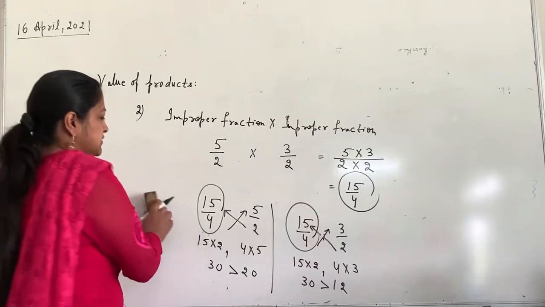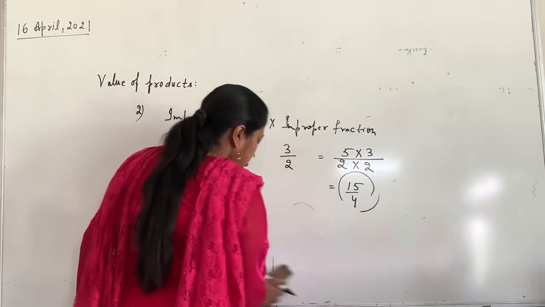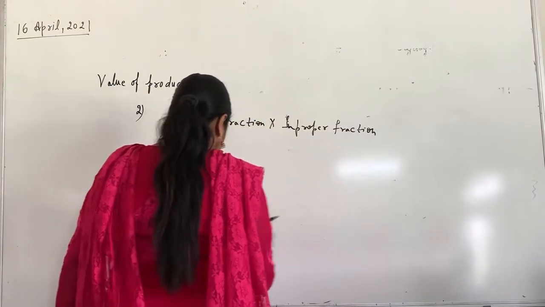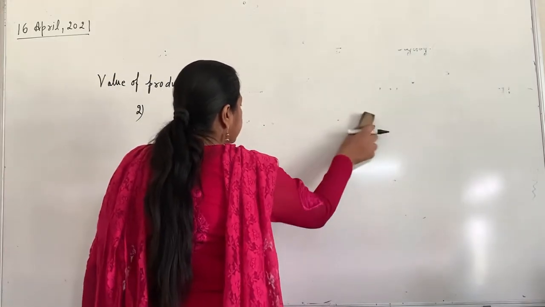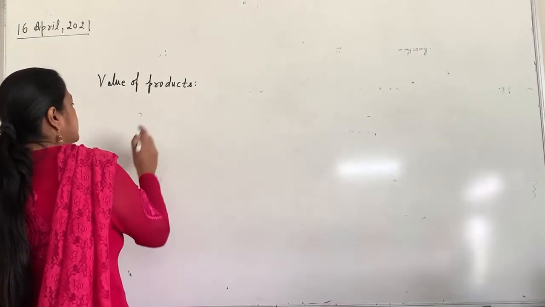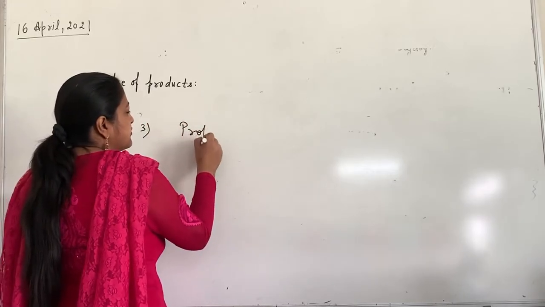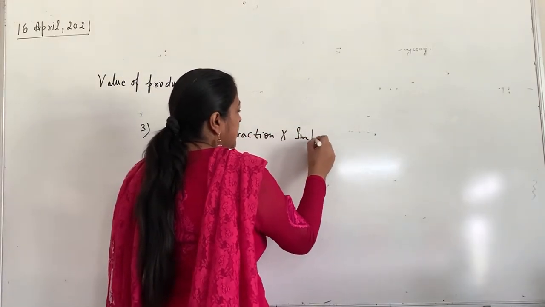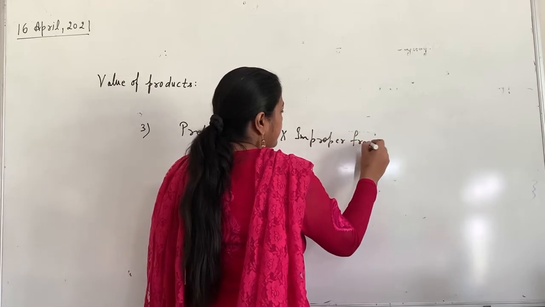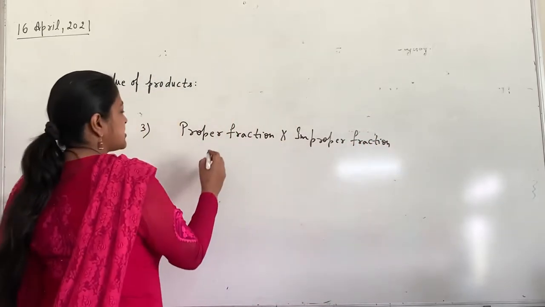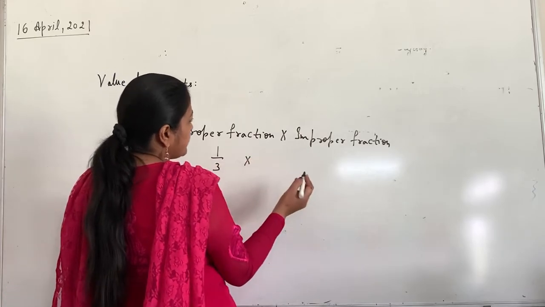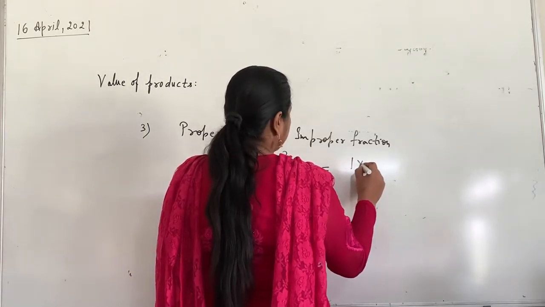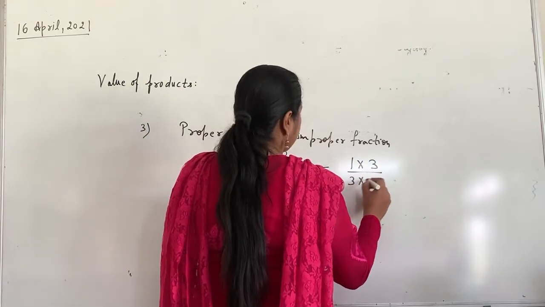There is one more case. Two proper, two improper. So what will be the third case? One proper and one improper. Let's see what will happen in that case. Third: proper fraction and improper fraction. Proper fraction I have taken 1 by 3 and improper I have taken as 3 by 2. If I multiply 1 into 3 whole divided by 3 into 2.